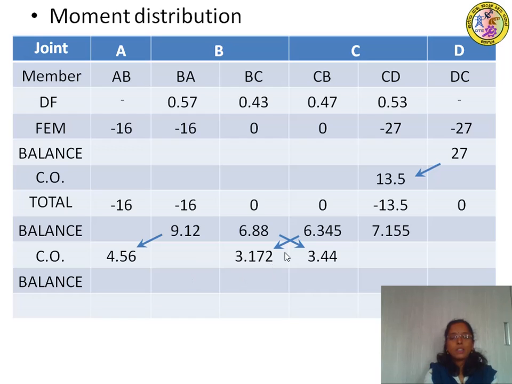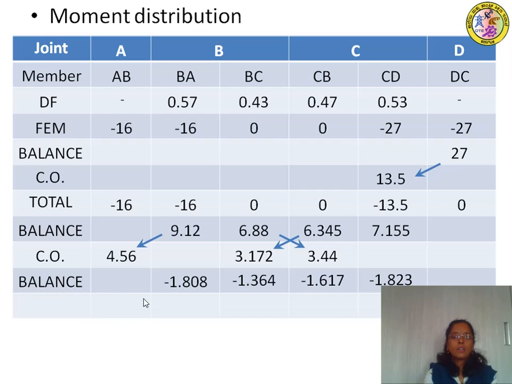Joint B is imbalanced by 3.172, therefore balancing moment will be minus 3.172. So minus 3.172 into 0.57 will be equal to minus 1.808. Minus 3.172 into 0.43 will be equal to minus 1.364. Okay. Next, joint C is imbalanced by 3.44, therefore balancing moment will be minus 3.44. So minus 3.44 into 0.47 will be equal to minus 1.617. Minus 3.44 into 0.53 will be equal to minus 1.823.